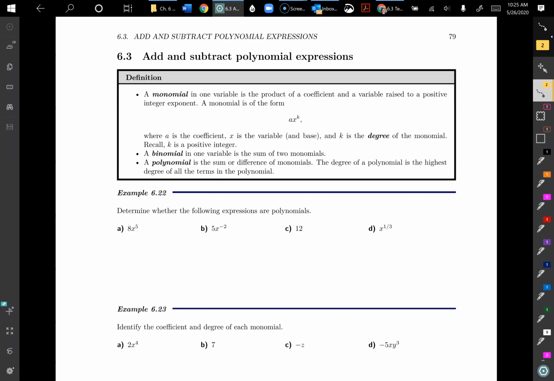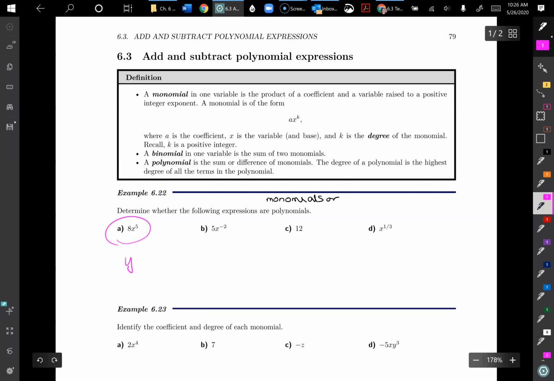Determine whether the following expressions are polynomials. Now, one thing I want to clarify here is that they could be monomials or polynomials is what we're looking at. We're looking for things that are in this format here. So a, 8x to the 5th, is yes.